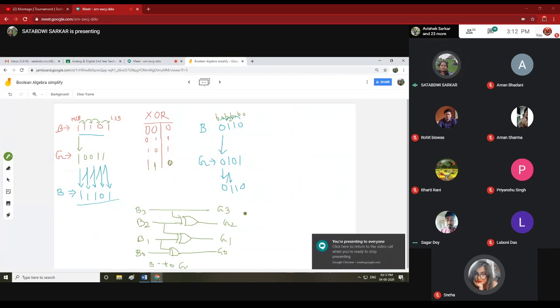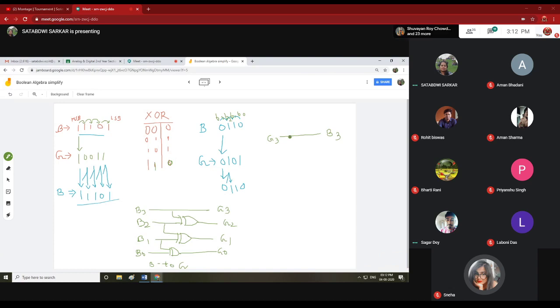Just opposite, G2B. How many XORs are required? 3 XORs. Okay. Why 3? Because here 4 bits are present. Using this example, we have 4 bits. So 1 XOR is not required for the MSB. So if we convert G3, G3 will go straight and we will get B3.